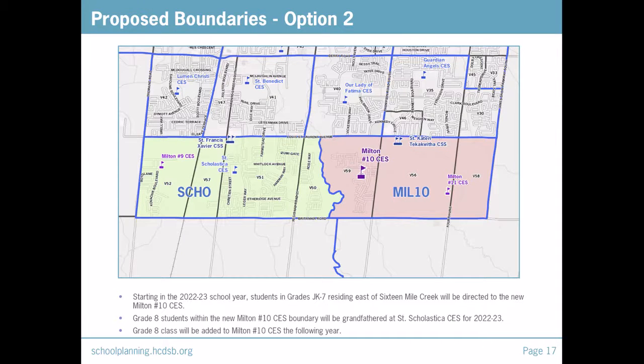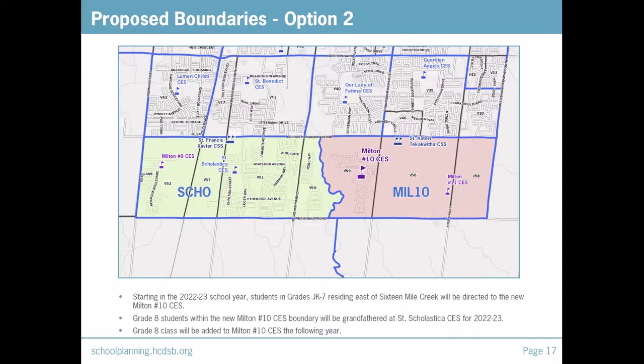In option 2, starting the 2022-23 school year, students in grades JK to 7 residing east of 60 Mile Creek will be directed to the new Milton 10 school, and existing grade 8 students will be grandfathered at St. Scholastica. Again, the grade 8 class will be added to Milton number 10 the following year.